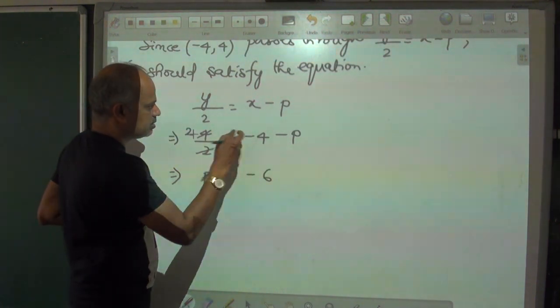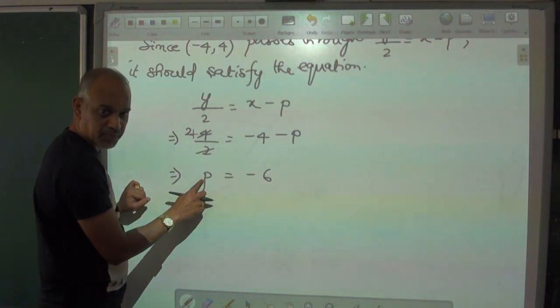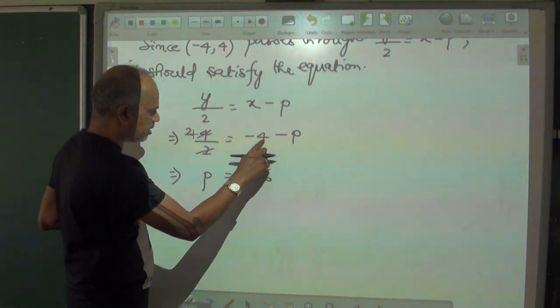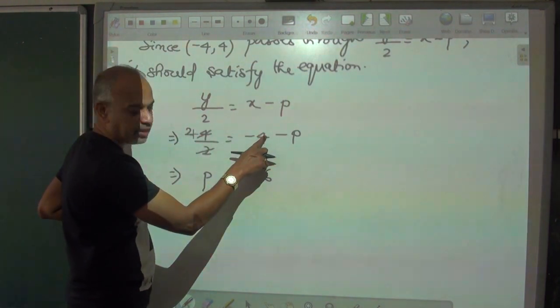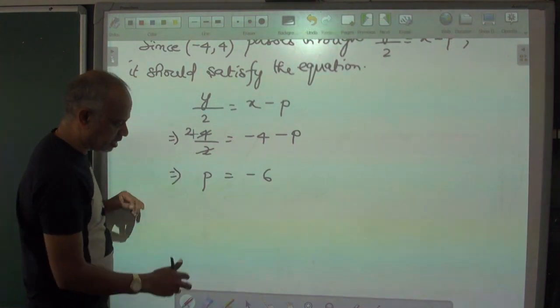The simple thing that we could do is bring the minus p this side, it becomes plus p is equal to minus 4 is here. Shift this 2 to the other side, it becomes minus 2. Minus 4 minus 2 is minus 6. That's the value of p.